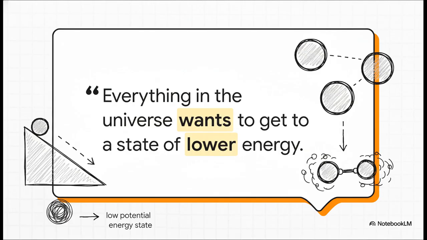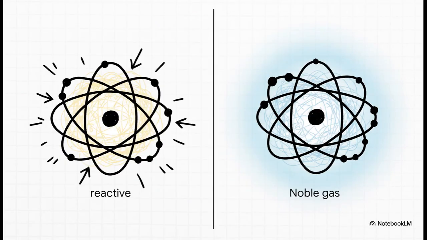A ball is always going to roll downhill, right? It's not going to roll uphill on its own. Well, atoms are exactly the same way. They're always trying to react and form bonds to get to a more stable, more chilled out, lower energy state. So what does low energy look like for an atom? It's simple, a full outer shell of those valence electrons.